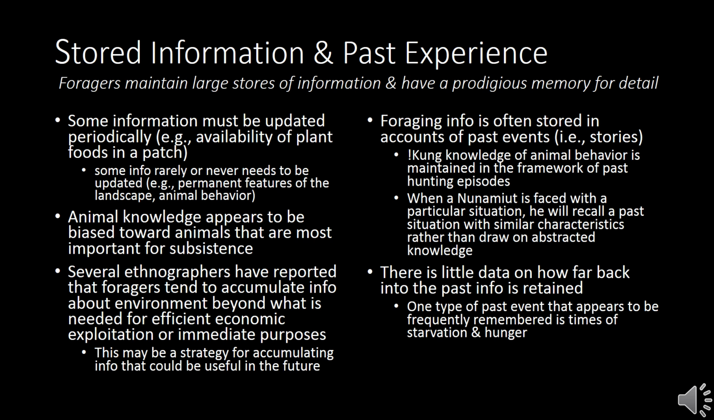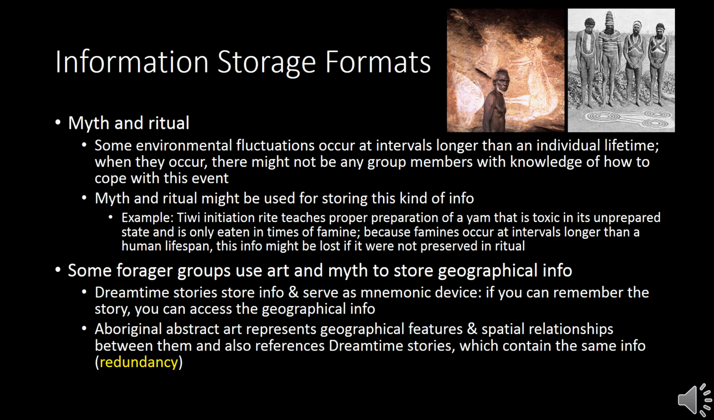There's little data on how far into the past information is maintained, but one type of past event that appears to be frequently remembered is times of starvation and hunger. On this point, myth and ritual may be an important means of storing information about environmental fluctuations that occur at intervals longer than an individual lifetime, such as periods of famine. Widely spaced major disruptions such as famine and natural disasters are problematic because when such an event occurs, there might not be any group members alive who experienced the previous one. Thus, there's no one in the group with knowledge of how to cope with the situation. Myth and ritual provide a means of surmounting this problem.